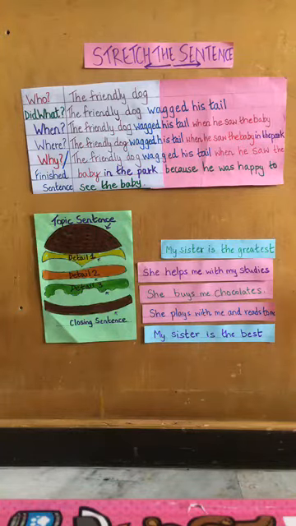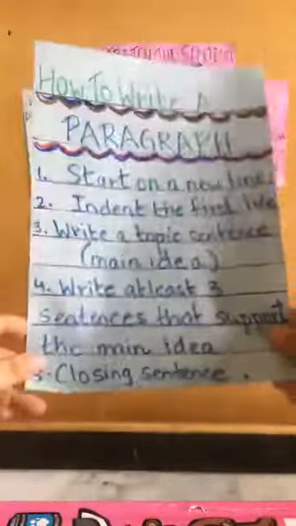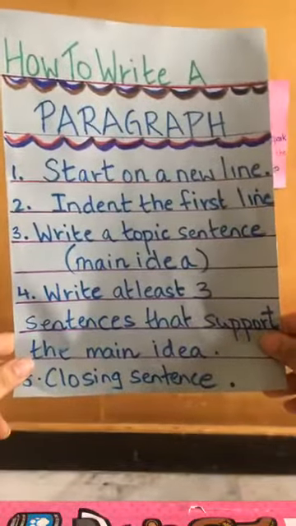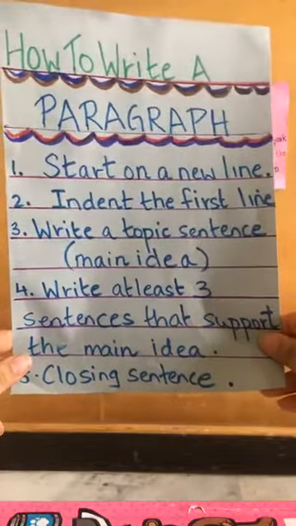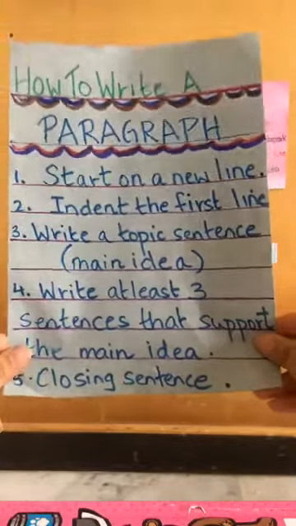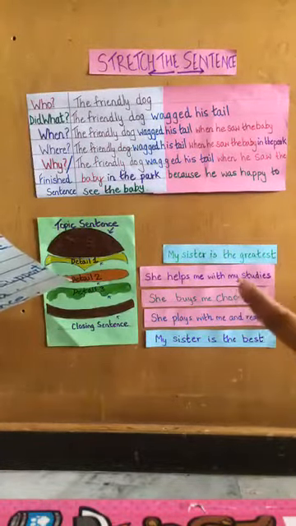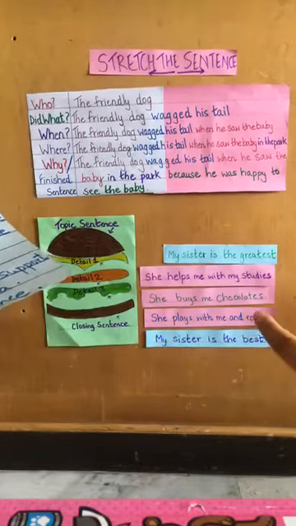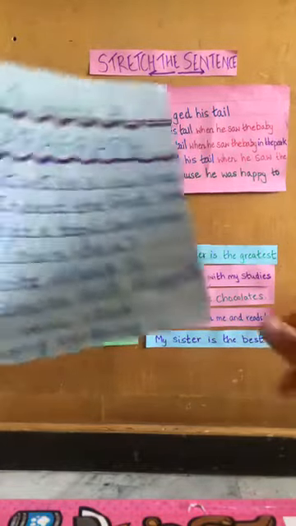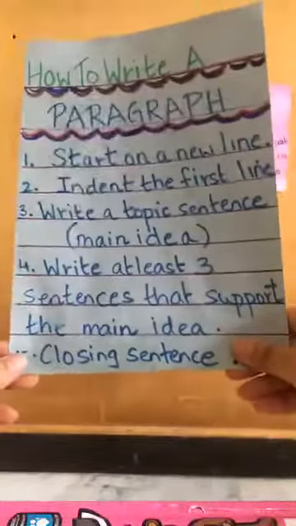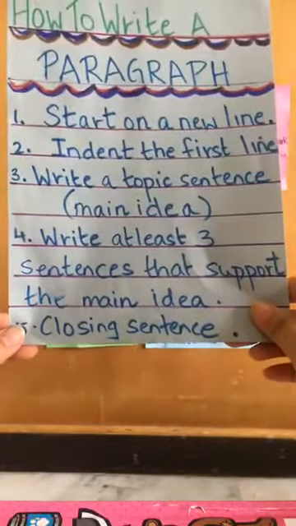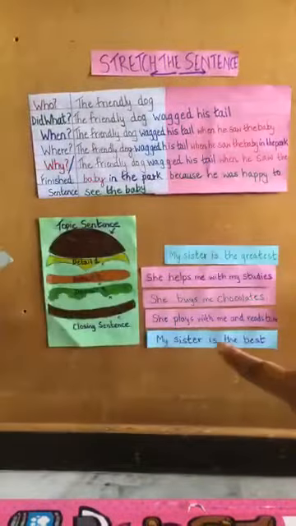Okay, now the important things to remember. Okay, how to write a paragraph. Always start on a new line. Now indent the first line. If you see, I have left a little bit of space and started the topic sentence. That is called indenting. Then write a topic sentence which is the main idea. So topic sentence, my sister is the greatest.